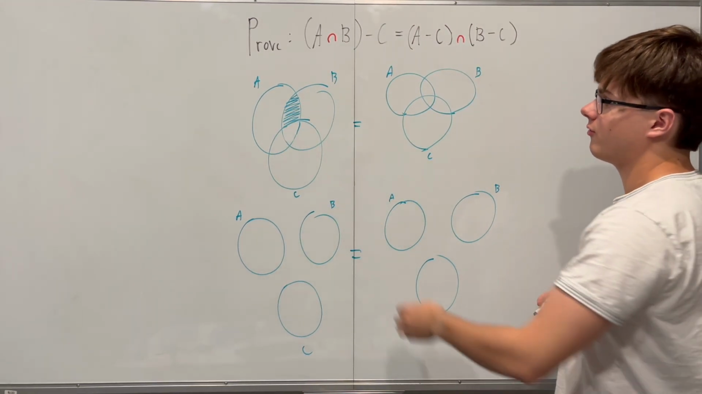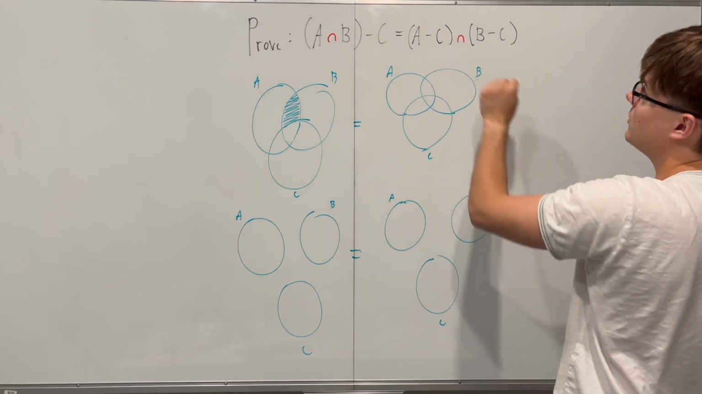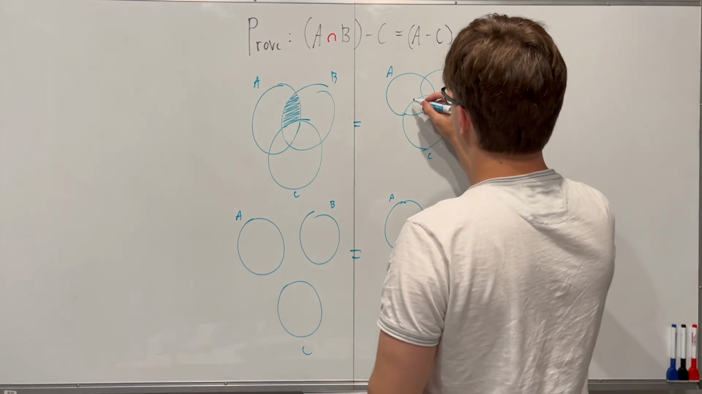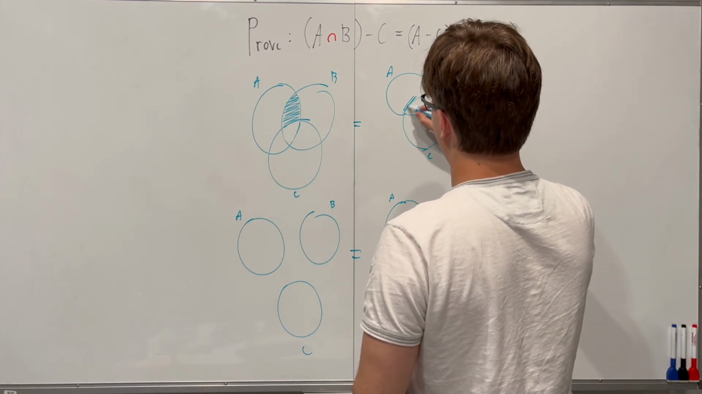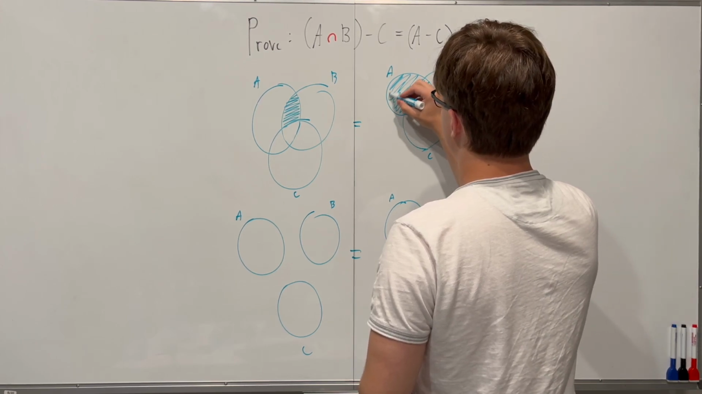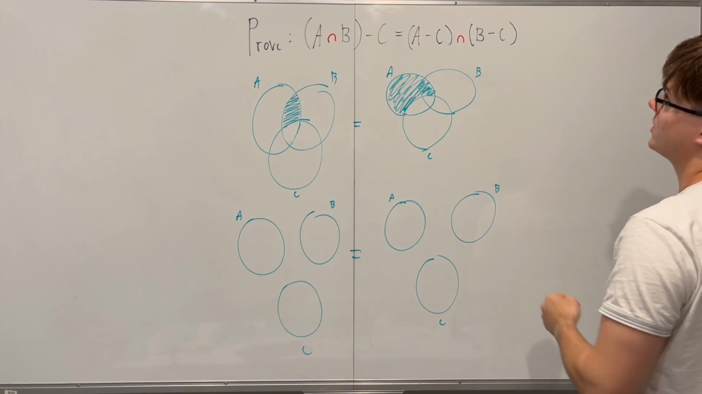Now we're going to look to find the same area on the right-hand side using this set. So using this set, what do we get? Well, we get A minus C, which is going to be all of A, not including C, right? So we're going to highlight all of A that is not going to be in C. Fantastic. We're not highlighting these two areas because they're obviously a part of C.